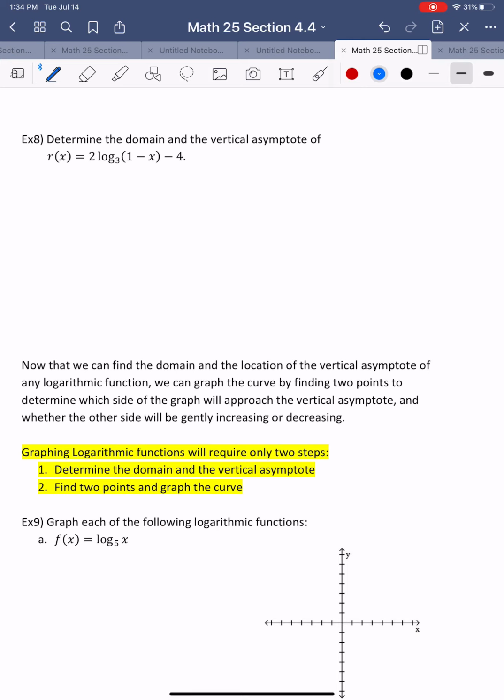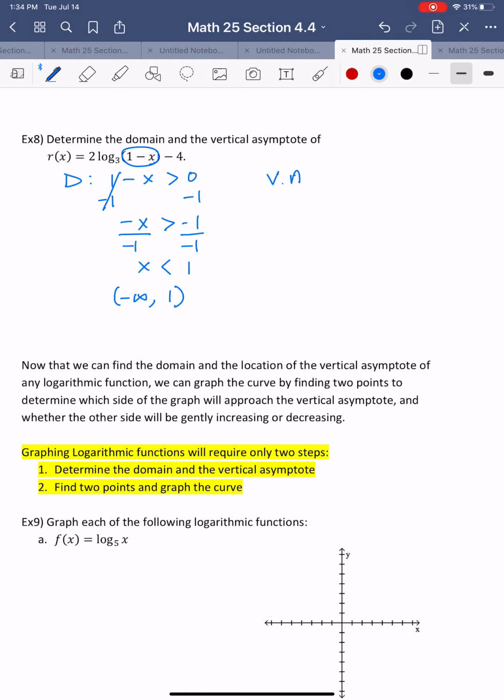This time, the domain comes from the 1 minus x. So set 1 minus x greater than 0, always greater than 0, because the log only accepts positive numbers. Then you just need to subtract 1 from both sides: negative x is greater than negative 1. Divide by negative 1, but when you divide by a negative, you always reverse the inequality. So x is less than 1, which means from negative infinity up to 1. That's the domain.